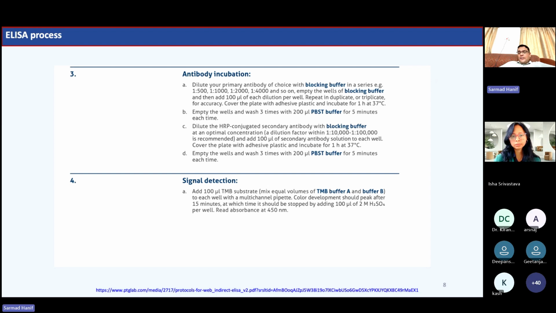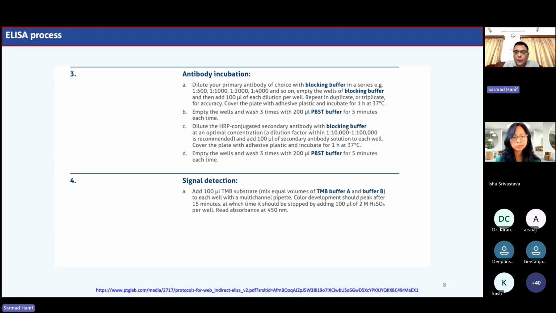TMB is a substrate for the enzyme which is attached to the secondary antibody. The moment you add the substrate, it will give you a color change. Generally, TMB color is blue. If you want to read the TMB, you can read it at 630 nanometers.